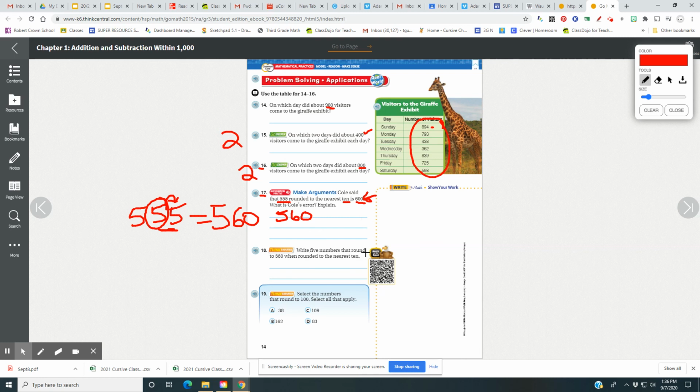Write 5 numbers that round to 360 when rounded to the nearest 10. Well, let's see. I know right away that 360 is one of them. And then I could go 361 because that rounds to 360. So I'm going to let you come up with some other ones. Select the numbers that round to 100. I'll let you go ahead and do that.